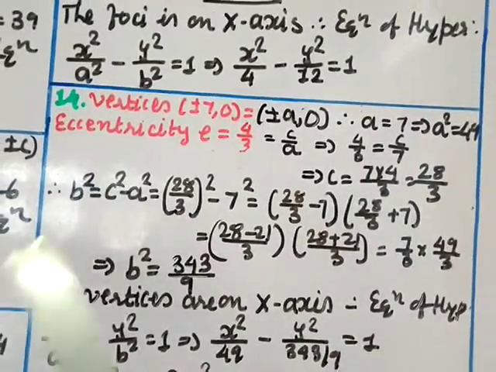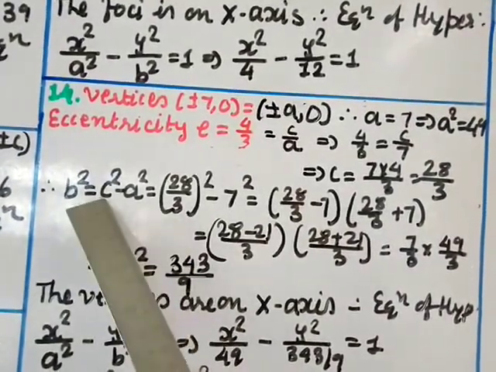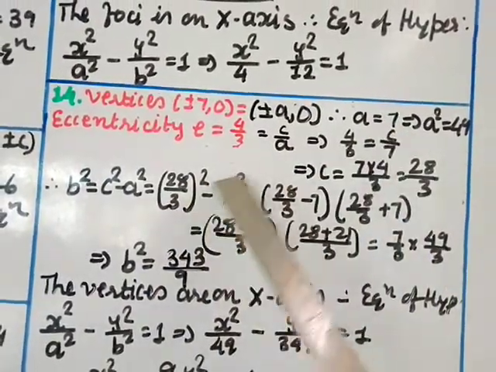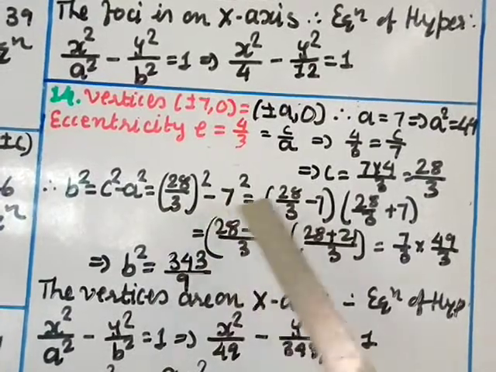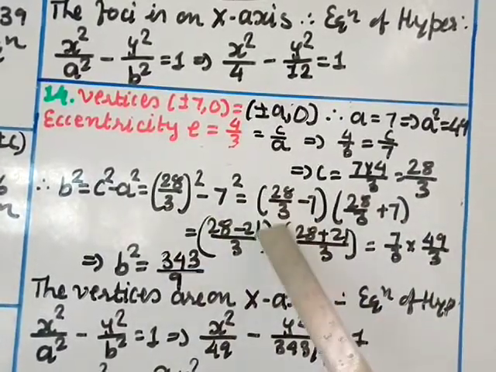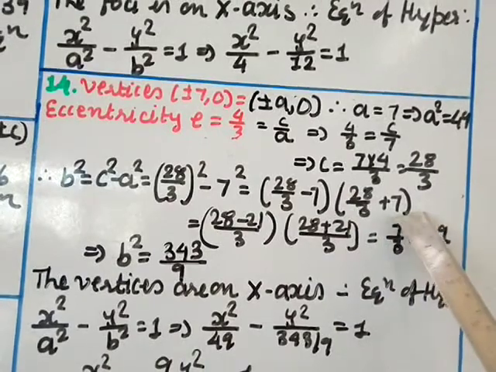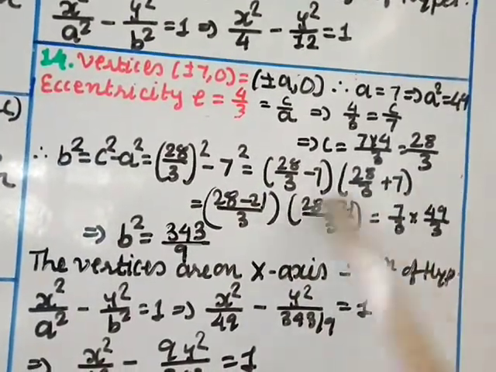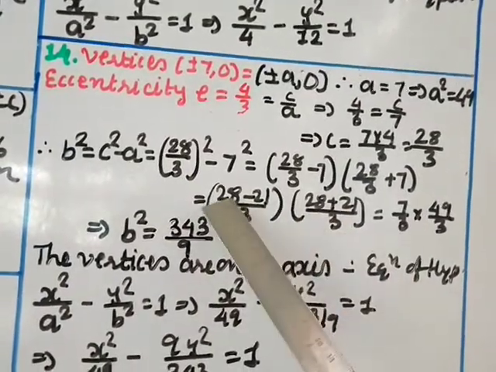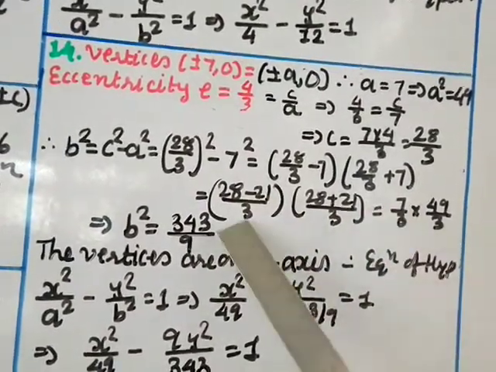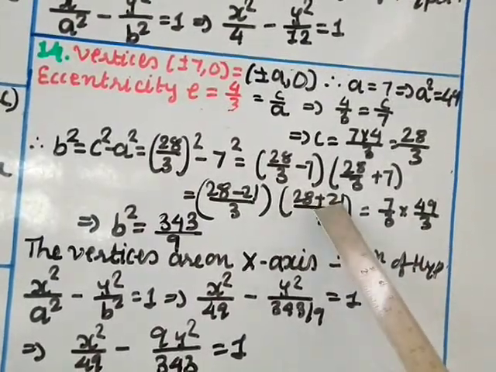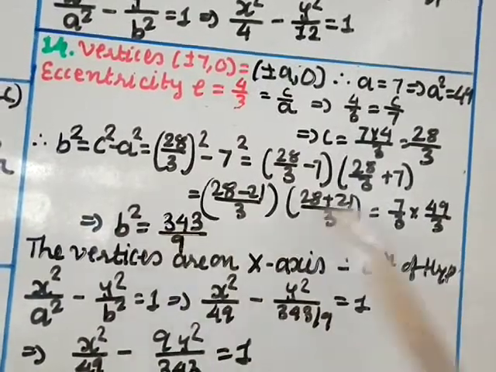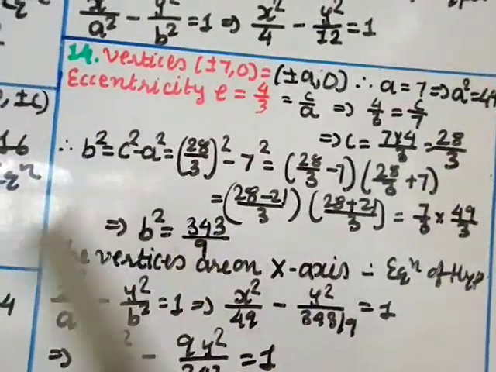Let us find b square equal to c square minus a square, equal to c value is this much, 28 by 3 whole square minus a value is 7, so 7 square. Use a square minus b square, so a minus b, a plus b. So 28 by 3 minus 7, 28 by 3 plus 7. Take LCM, so 28 minus 21 by 3. Here also take LCM, so 28 plus 21 by 3. 28 minus 21 gives you 7 by 3 into 28 plus 21 gives you 49 divided by 3. Multiply these two, you get 343 divided by 3 into 3, 9. That is the value of b square.